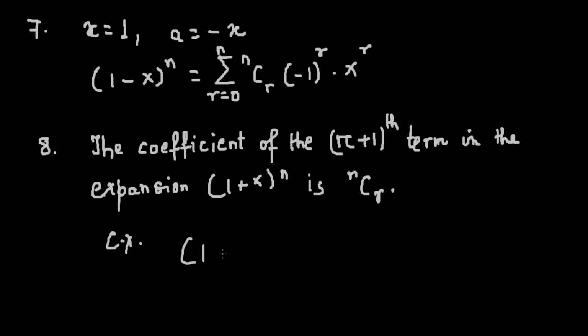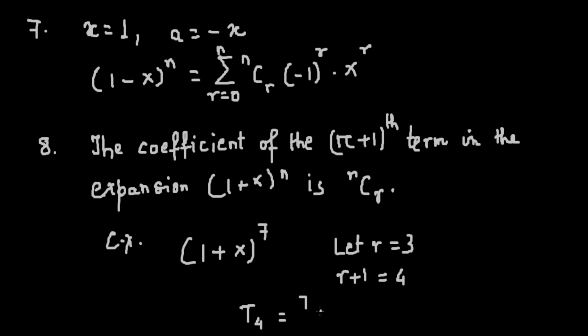Let's do a quick example. That would mean that if I have an expression 1 plus x raised to the power of 7, then let r be equal to 3, then r plus 1 is 4. So T4 is simply 7Cr, just 7C3. You can find out the value of 7C3. So this is the value of the coefficient. Okay, that's it. This much conclusion.